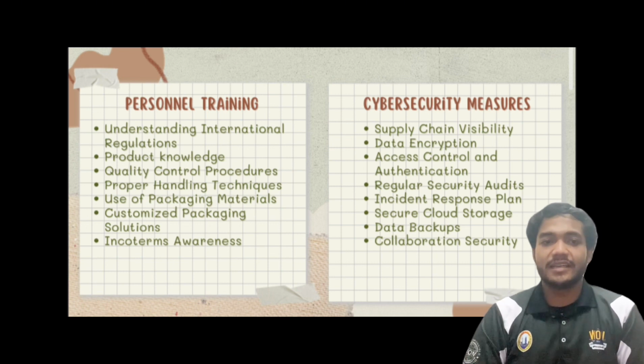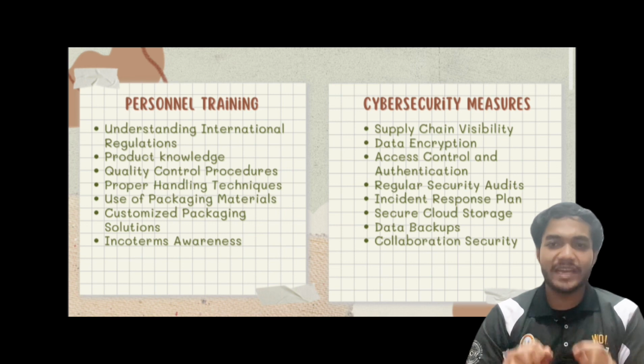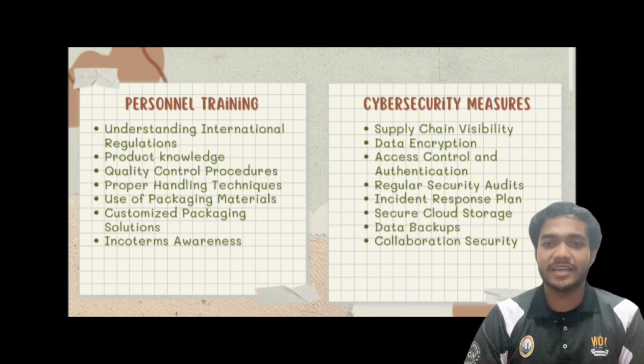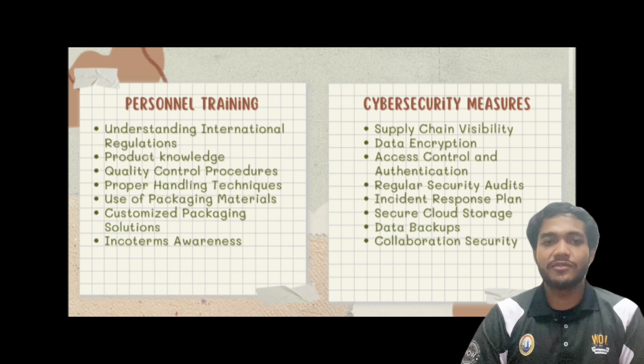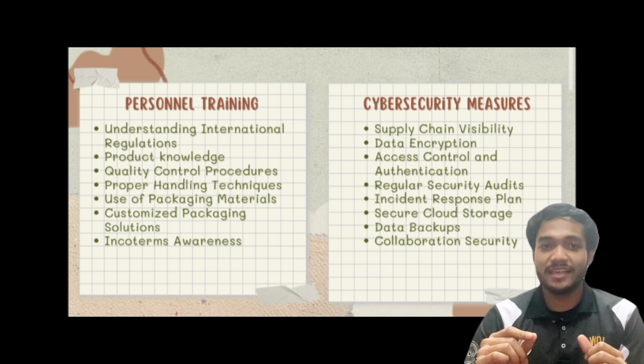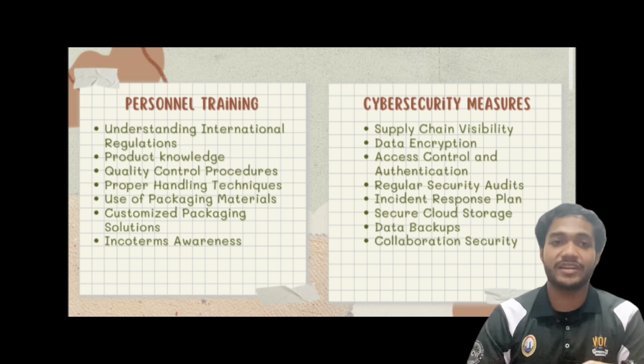In personnel training, they have 7 points: understanding international regulations, product knowledge, quality control procedures, proper handling techniques, use of packaging materials, customized packaging solutions, and Incoterms awareness. I will explain the personnel training first. As for number 1, we have understanding international regulations: learn and follow the rules for shipping globally.